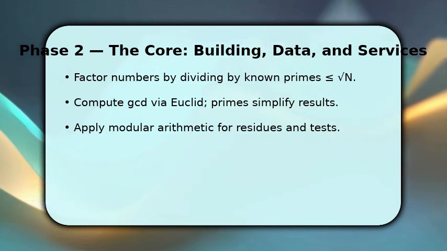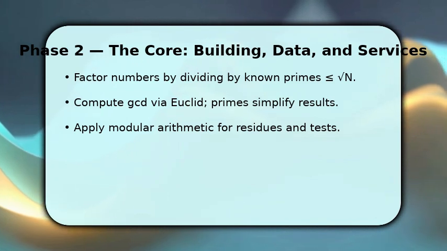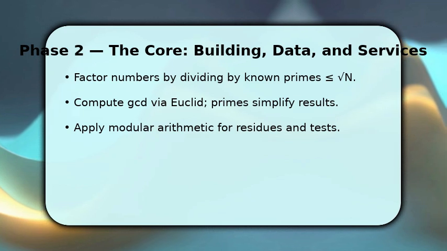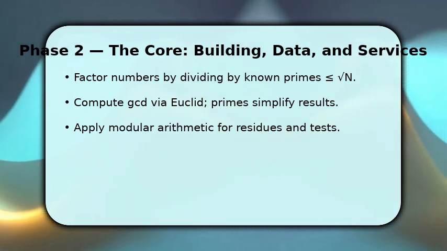Also, apply modular arithmetic. Test congruences, compute residues, and use Fermat-style checks. These show why primes behave differently versus composites and guide algorithmic choices.